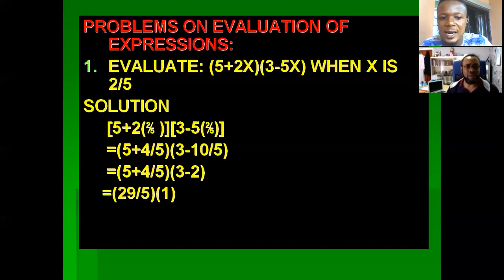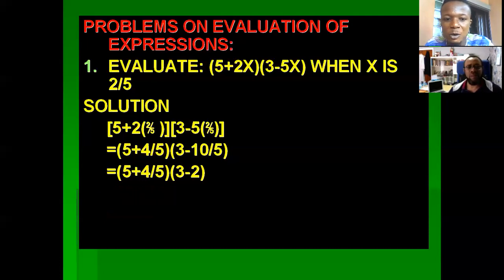Then add 0.8 to that 5 beside it, because we are adding the two numbers. What will it give? 5.8. So that bracket where we have 5 plus 4 over 5 is the same thing as 5.8. Then the 5.8 will multiply the next bracket, which is 1, because 3 minus 2 gave us 1.